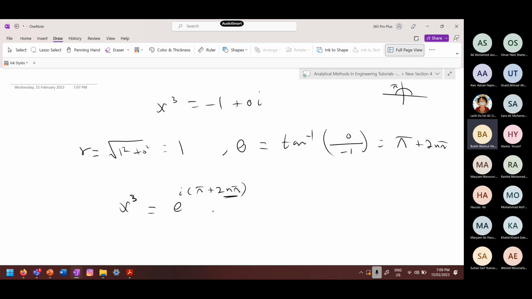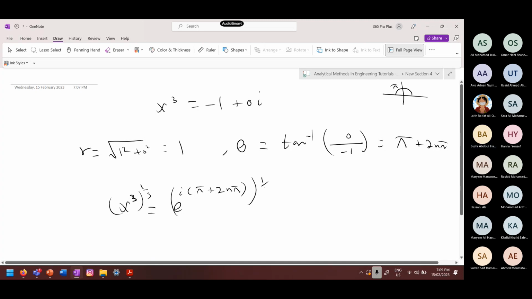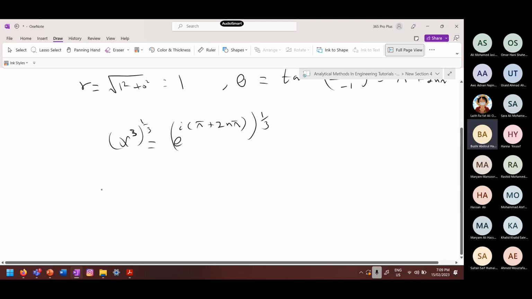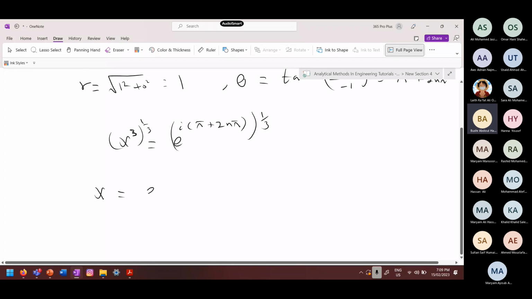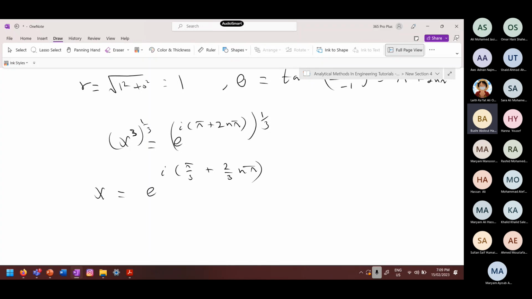Now you cannot cancel 2n pi like the first equation because you have a power here and you want to get rid of the power, because what you want is the answers of x, all the possible answers of x. So you will take a cube root, or you can just do the power 1/3, which I prefer. And you'll get x equal to e to the i times pi over 3 plus 2/3 n pi.